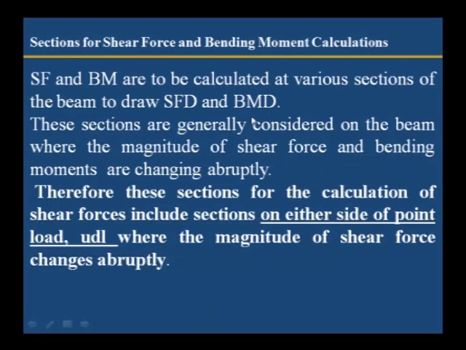Next, shear force and bending moment are to be calculated at various sections of the beam to draw the shear force and bending moment diagram. We have to note down the salient points. From those points we have to calculate the shear force and bending moment diagram. These sections are generally considered on the beam where the magnitude of the shear force and bending moments are changing abruptly. That means wherever point loads are there, and at the ends of the uniformly distributed loads, at those points and supports, we have to calculate the bending moment and shear force.